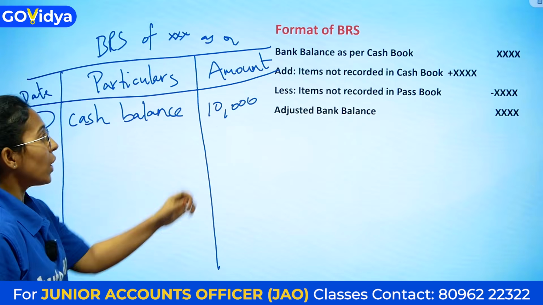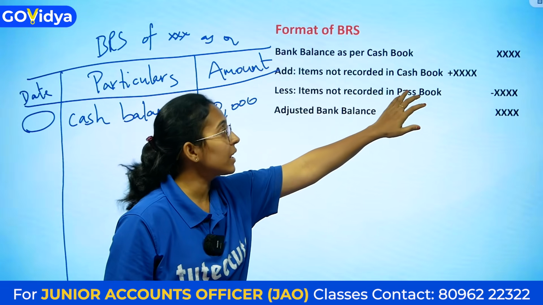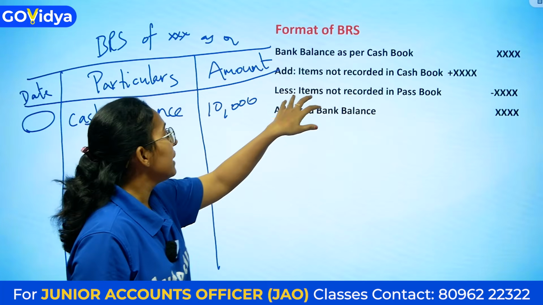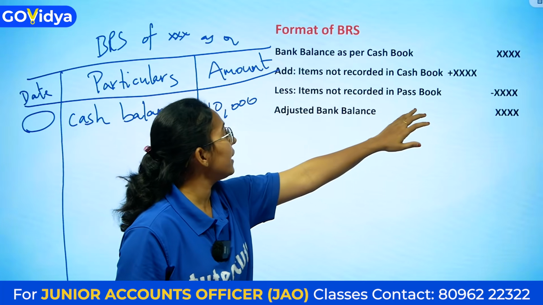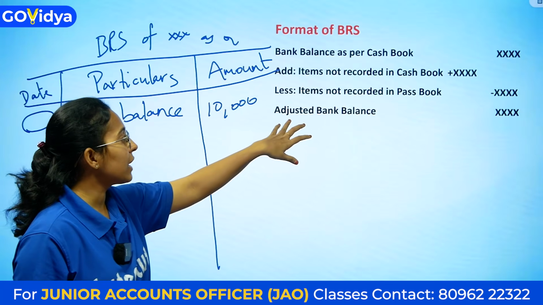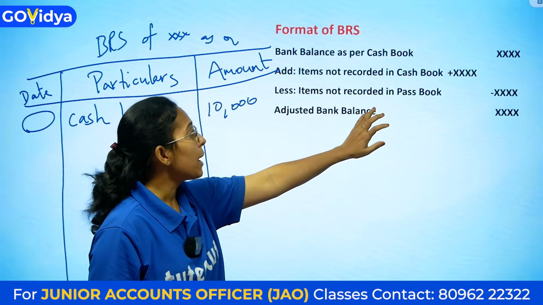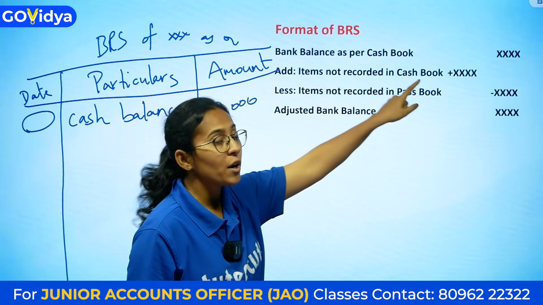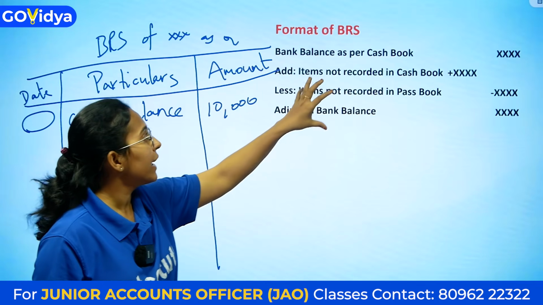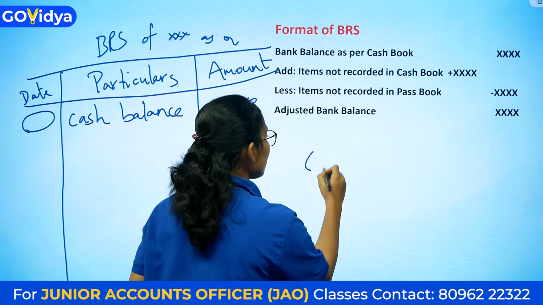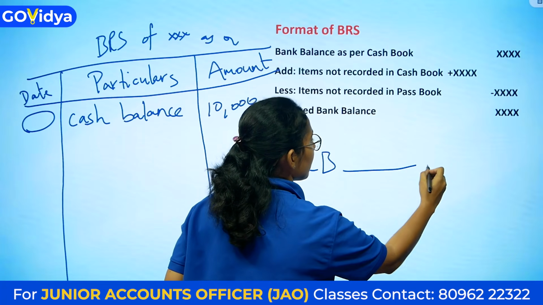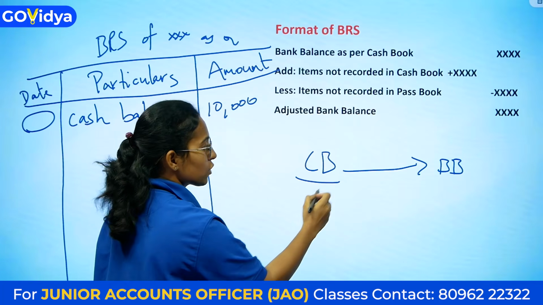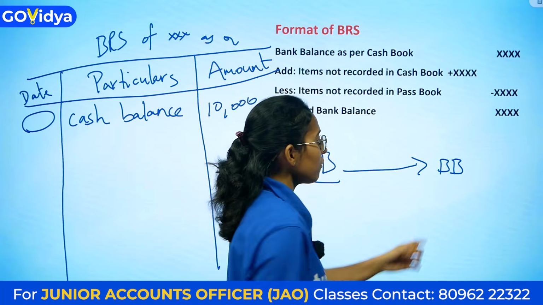Okay, now add items which are not recorded in the cash book, less items which are not recorded in the passbook. Clear? And ultimately you will get the adjusted bank balance. Now why are we going to add the items which are not recorded in the cash book? Because I told you, right, we are going to arrive from the closing balance of the cash book to the closing balance of the bank book.